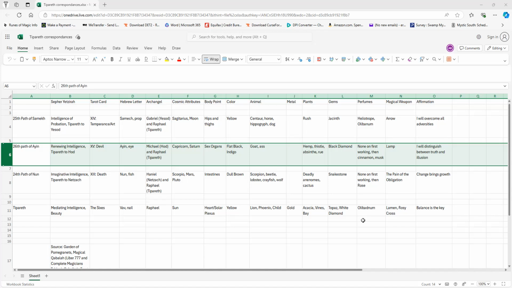The plants are hemp, thistle, absinthe, and rue. Well, that's cool, plants that can both cleanse and alter the consciousness. The gem is the black diamond. And the perfume is none on the first working. And then when you repeat it, because you're meant to do this over and over again, cinnamon and musk, so something spicy and something musky. And the magical weapon is the lamp, presumably to help us steer away on this card. And the affirmation is, I will distinguish between truth and illusion.